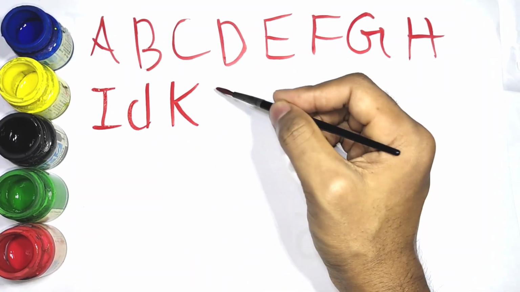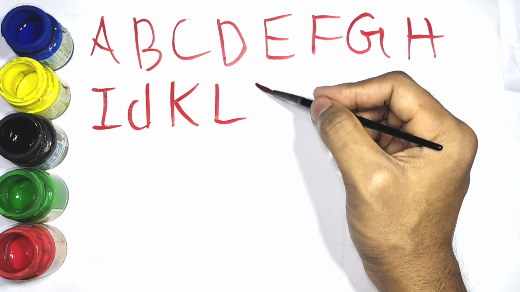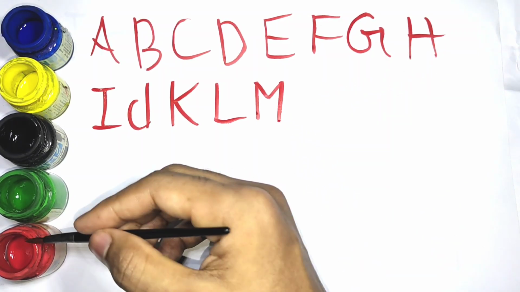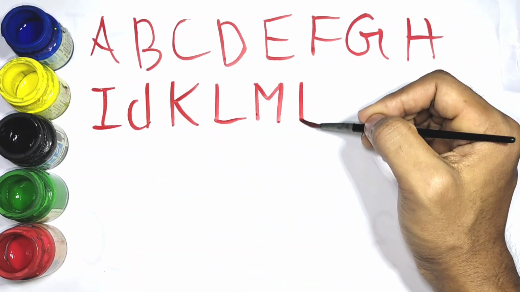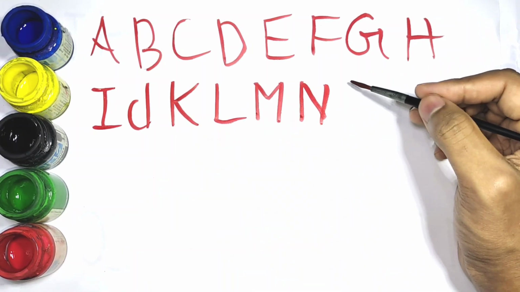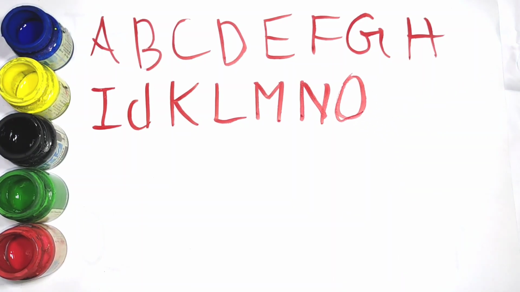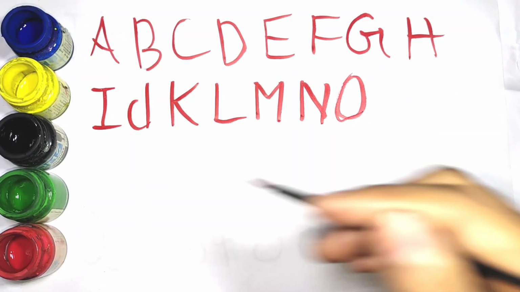The next one is K. Now we draw L. And the next one is M. M for moon, M for mango. The next one is N for nose, N for nest. Now we draw O. The next one is P.